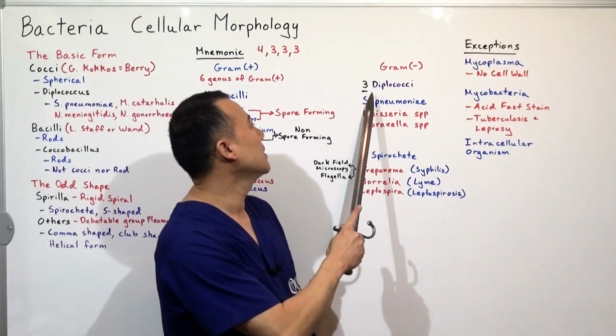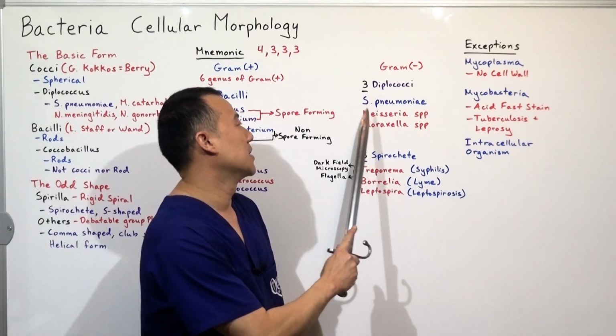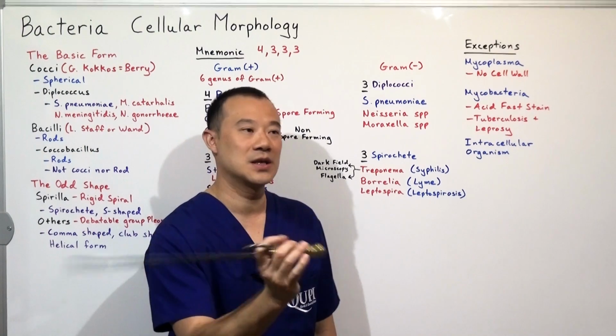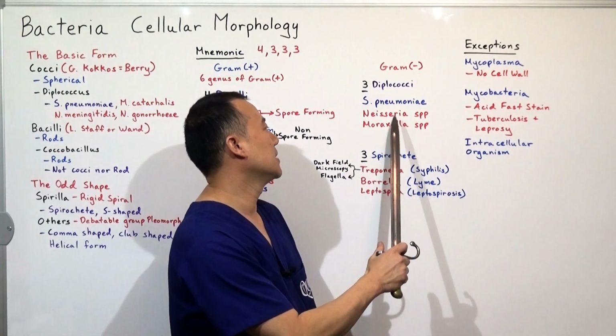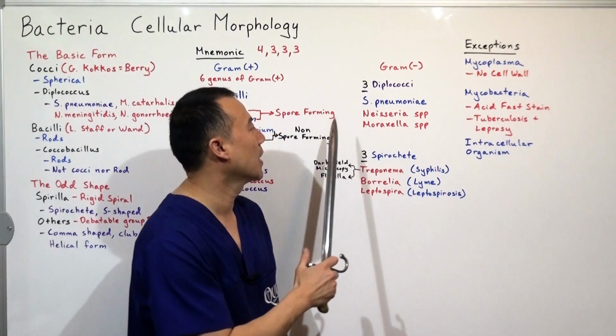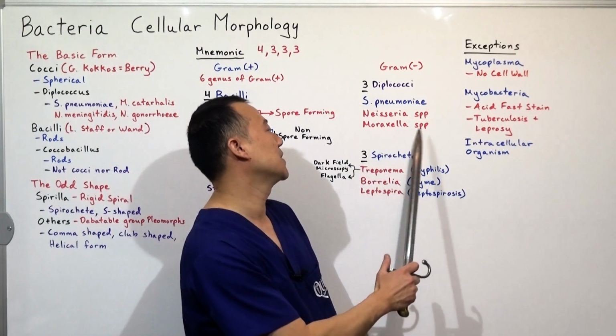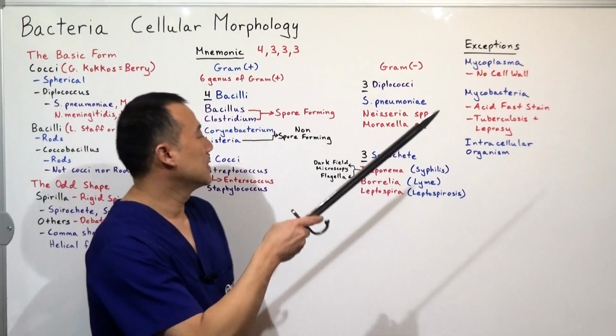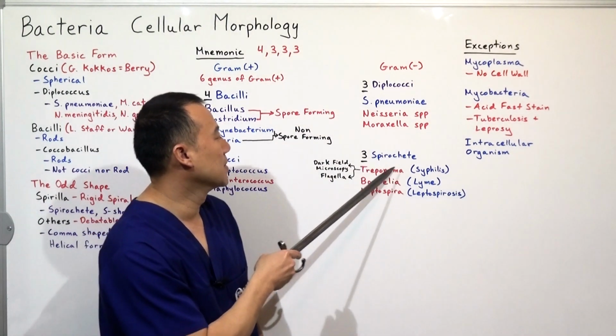We've got 3 Diplococci. S. pneumoniae. Again, there's 2 different colors. S. pneumoniae in blue for gram-positive, and Neisseria species in red because they're gram-negative, and Moraxella species in red because they are gram-negative. Again, 3 for Spirochaetae.